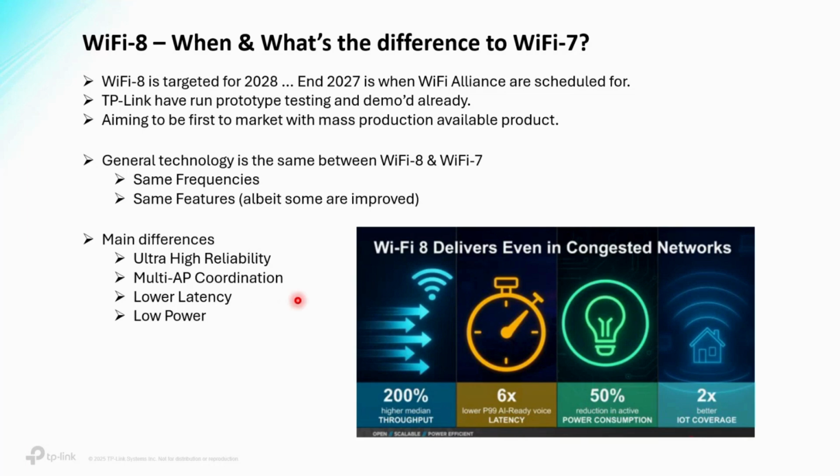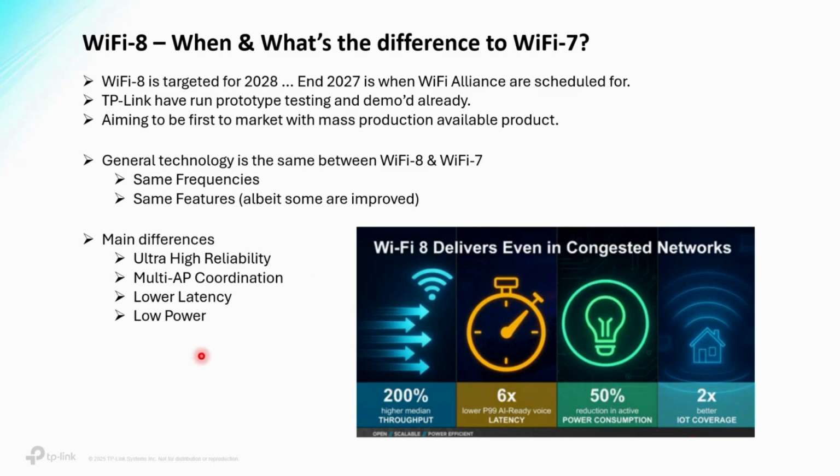Multi-AP coordination. This is very important when you're talking about a mesh environment where you've got multiple APs. With Wi-Fi 8, there's a lot more communication between the APs and a lot more, I guess you'd call it negotiation, in a user or a client being passed around over the mesh environment. So there's a lot more control there. So again, that all adds to the stability and the reliability.